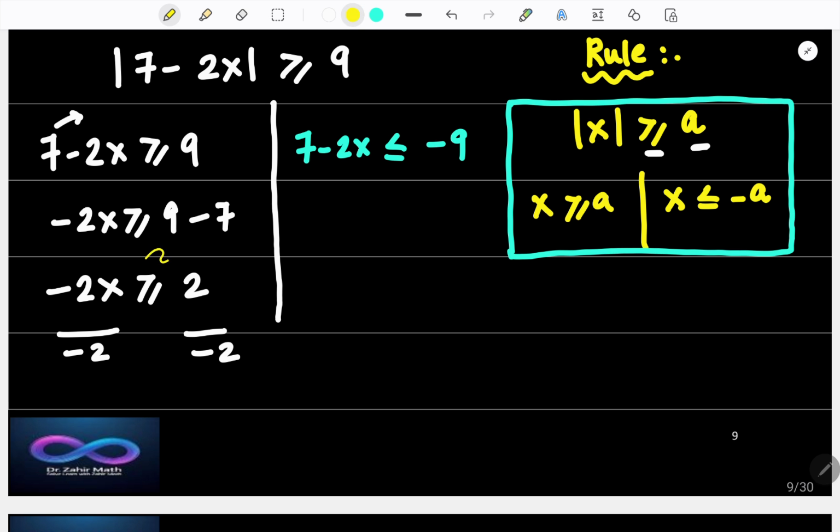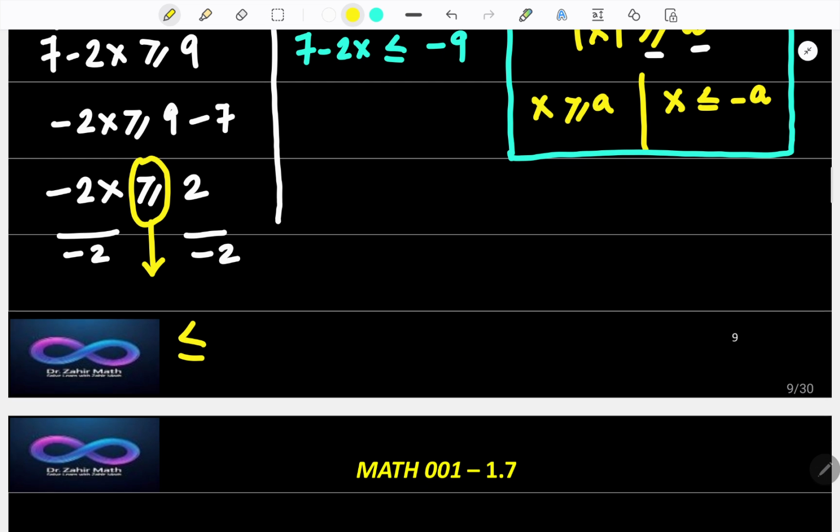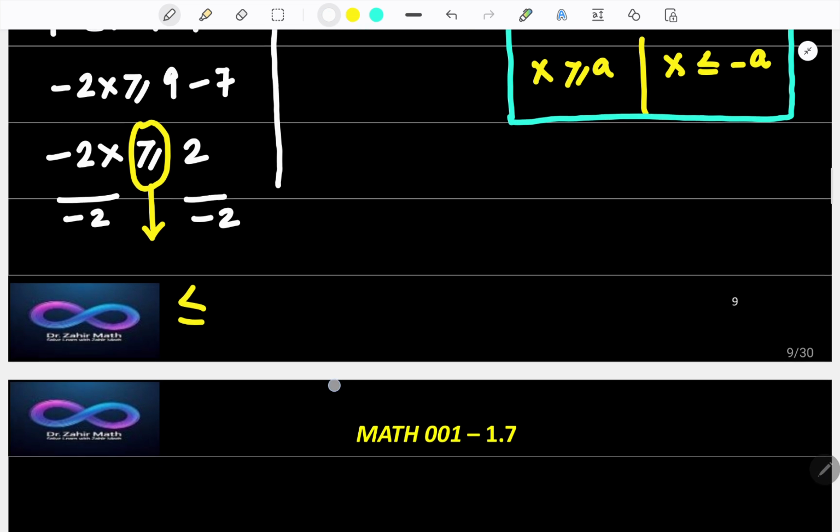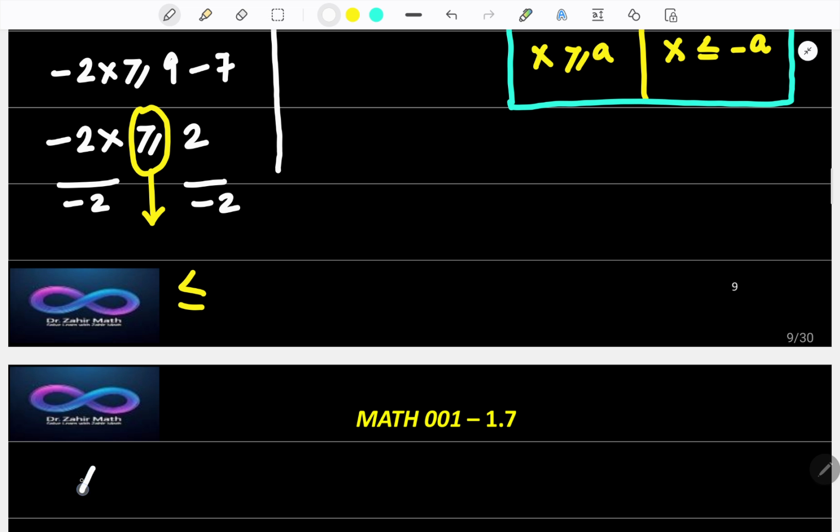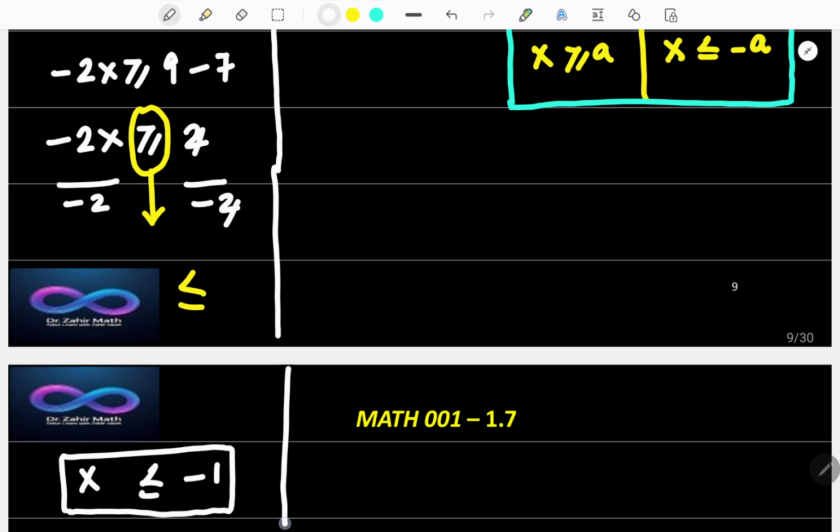I told you one idea. When you divide by minus 2, the sign will change. More than or equal to changes to less than or equal to. Clear? Right. So therefore, minus 2 gets cancelled. x is less than or equal to 2 divided by minus 2, which gives minus 1. 2 and minus 2 get cancelled and you get minus 1. So this is the left side.